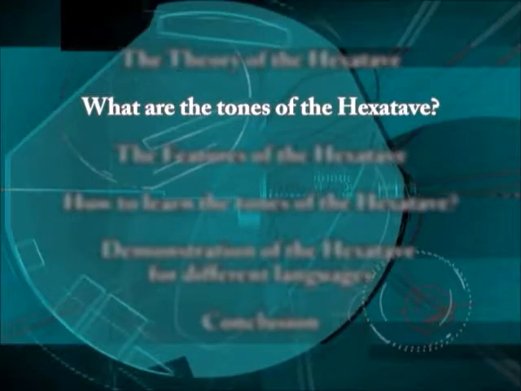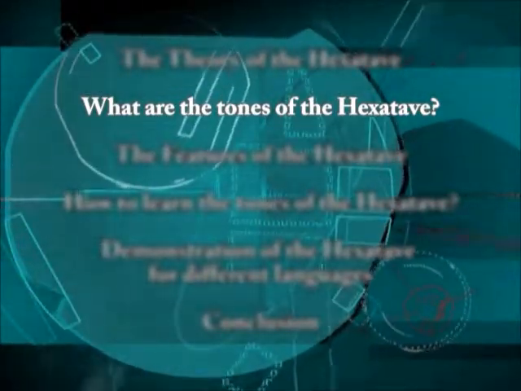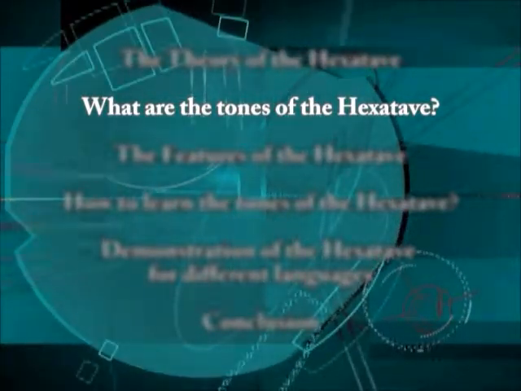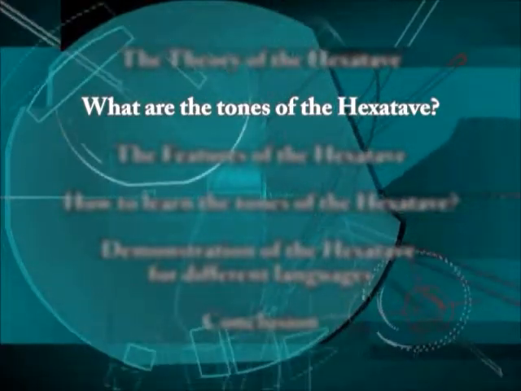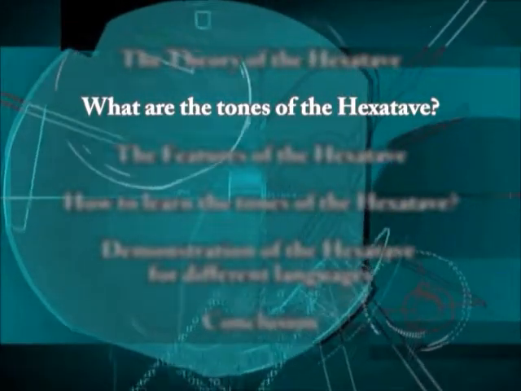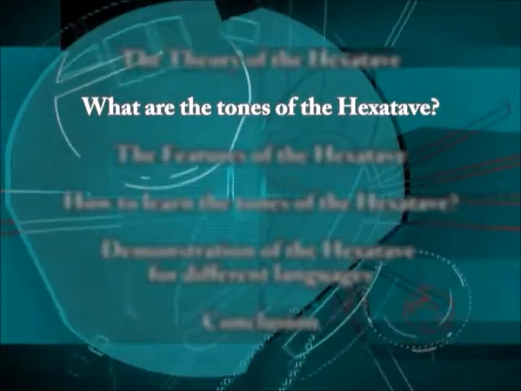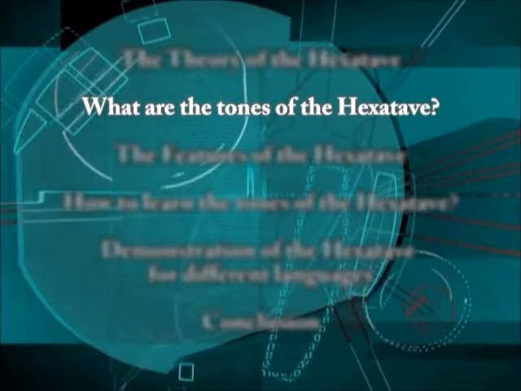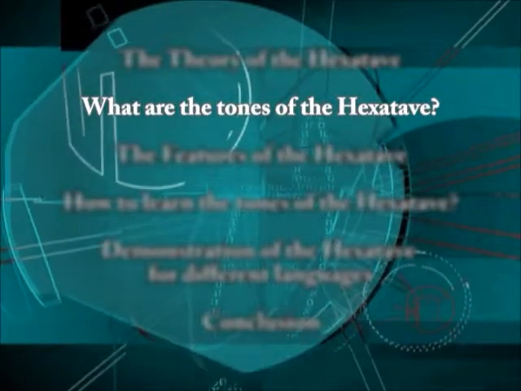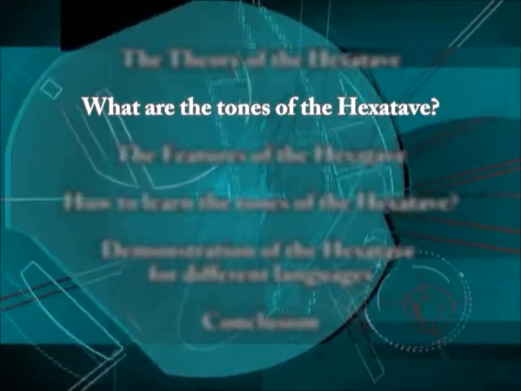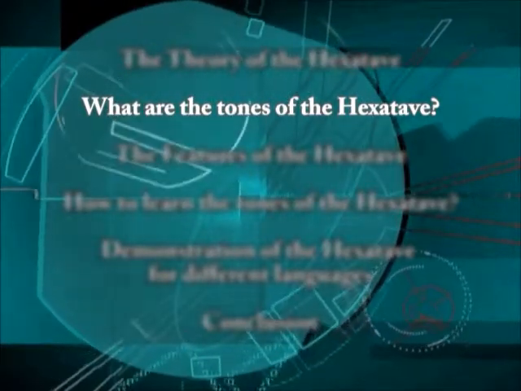The first tone in the hexatave can be demonstrated by a sound identical to the English word sea, as we say, the deep blue sea. This tone is represented by the phonetic symbol SI1. The second tone in the hexatave can be illustrated by the sound identical to the English word see. When this word is uttered in the exclamation, "You see? Here he comes." This tone is represented by the phonetic symbol SI2.